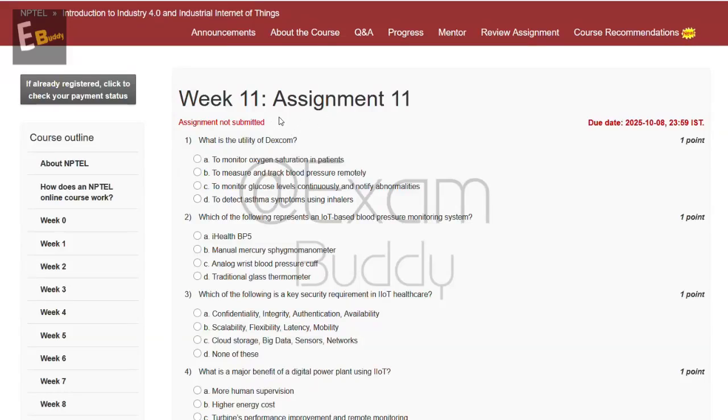Now let's do our assignment. Introduction to Industry 4.0 and Industrial Internet of Things. Week 11, Assignment 11. So the first question is, what is the utility of Dexcom? So these are the options and the answer of our first question is C. To monitor glucose levels continuously and notify abnormalities.